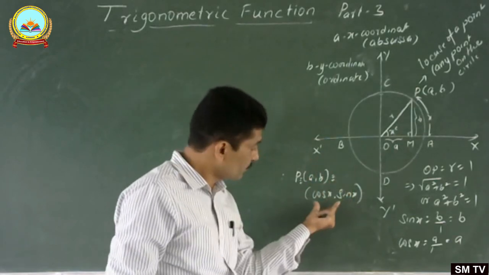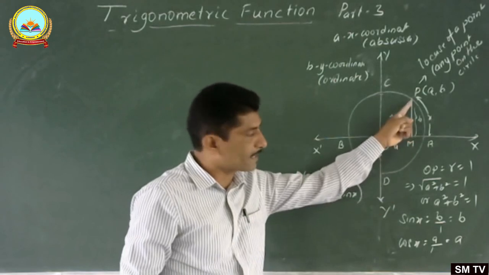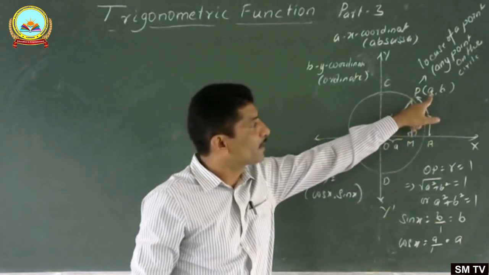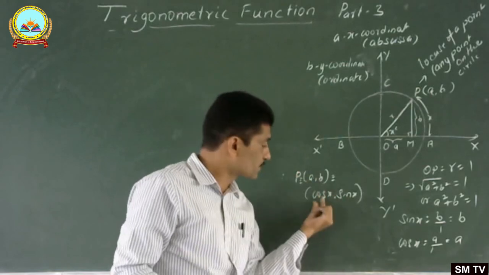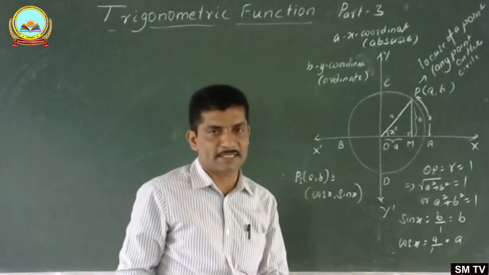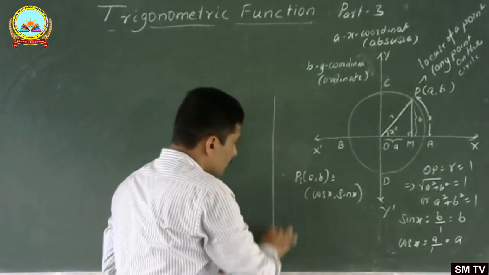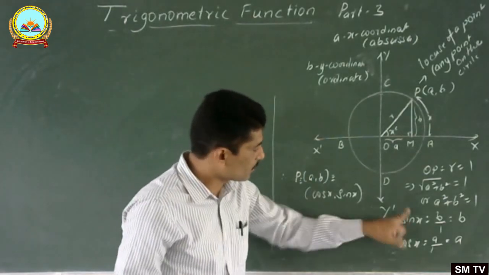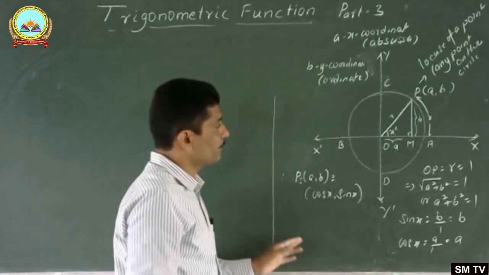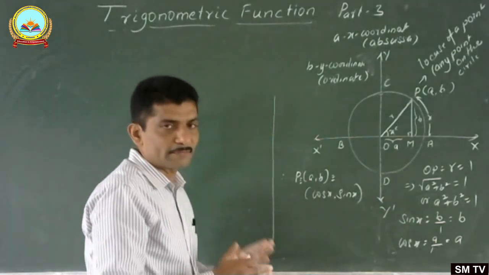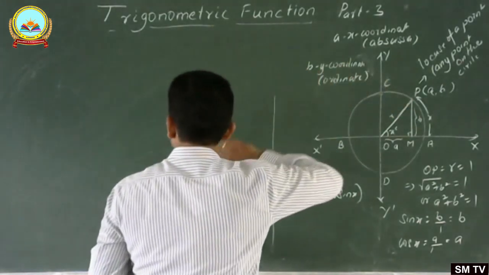This one is the points on a circle. This one is the Cartesian form and this one is called the trigonometric form, that is (cos x, sin x). Here cos x is equal to a and sin x is equal to b. Therefore, I define all trigonometric functions using the unit circle.